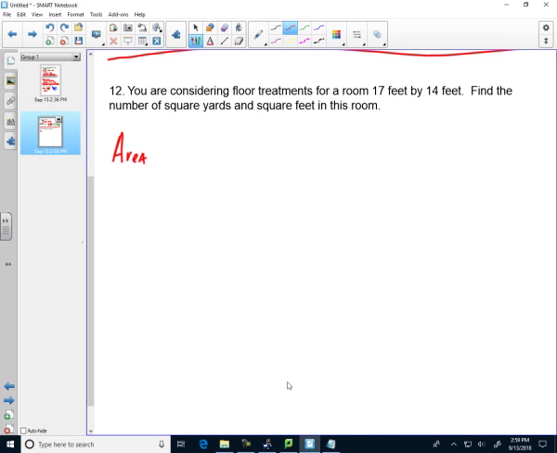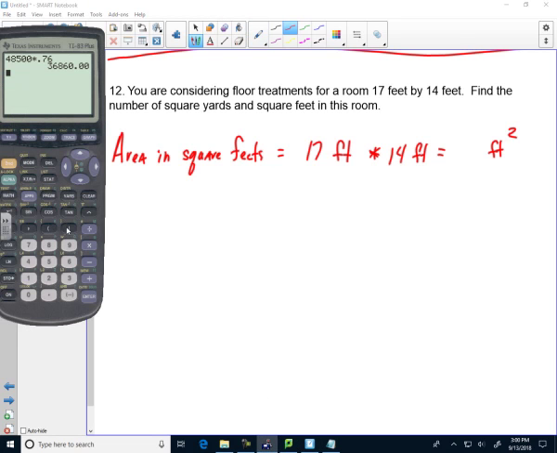So the area in square feet equals 17 feet by 14 feet. Now notice the units there are feet times feet, or feet squared, or square feet. Okay? That's where that comes from. Area is always a square measurement. Volume is always a cubed measurement.